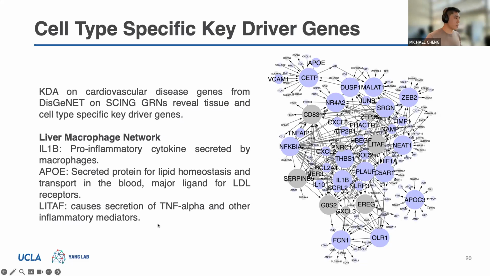And then again, also proposing potentially new genes of study for cardiovascular disease, like this LITAF gene, which has been shown to be associated with non-alcoholic steatohepatitis, NASH. Sorry, I forget the acronym. But this causes secretion of TNF-alpha and other inflammatory mediators. And so what we can appreciate between this network and the network I showed before is that there are these cell type specific key driver genes that are related to cardiovascular disease and explaining different contributions to this disease.